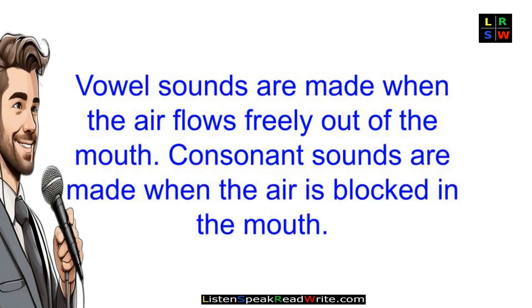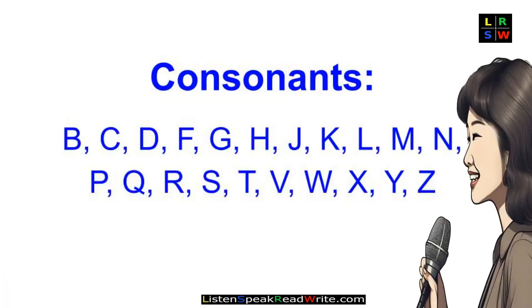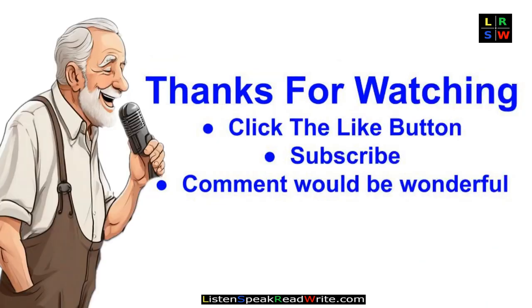Vowel sounds are made when the air flows freely out of the mouth. Consonant sounds are made when the air is blocked in the mouth. Vowels: A, E, I, O, U, and sometimes Y. Consonants: B, C, D, F, G, H, J, K, L, M, N, P, Q, R, S, T, V, W, X, Y, Z.